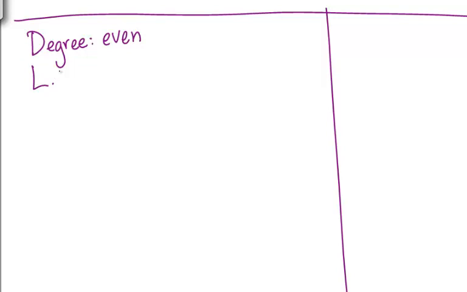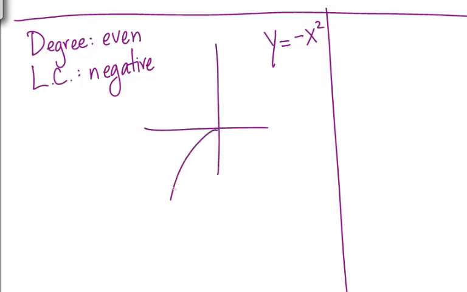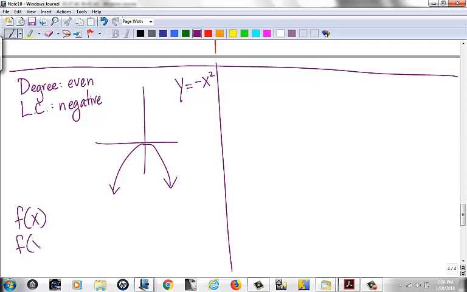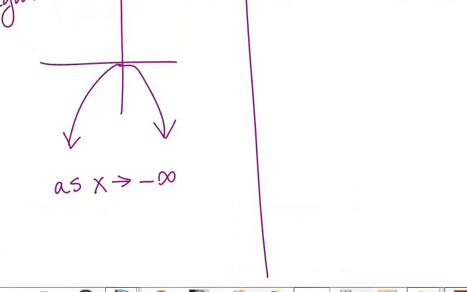But this time the leading coefficient is negative. What's that do to the graph? How's it open? Up or down? Yeah, so if I did y equals a negative x squared, it's going to open down. So as x goes to negative infinity, y goes to negative infinity. It goes down, right?